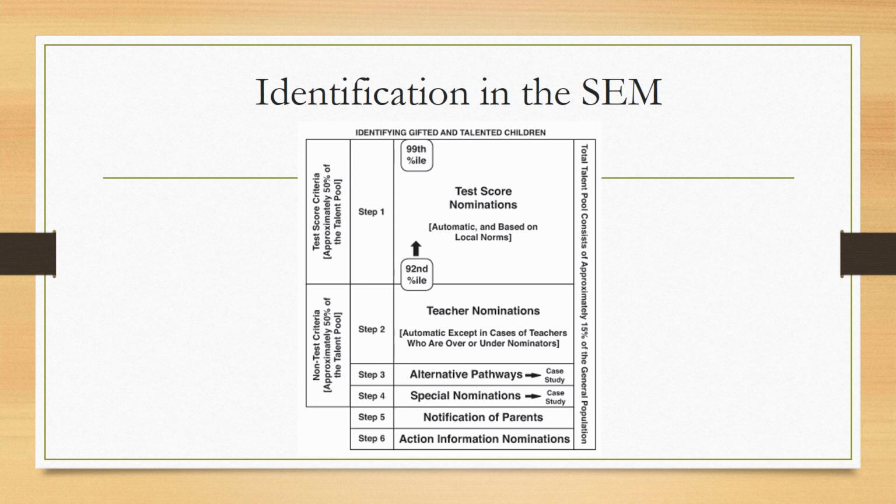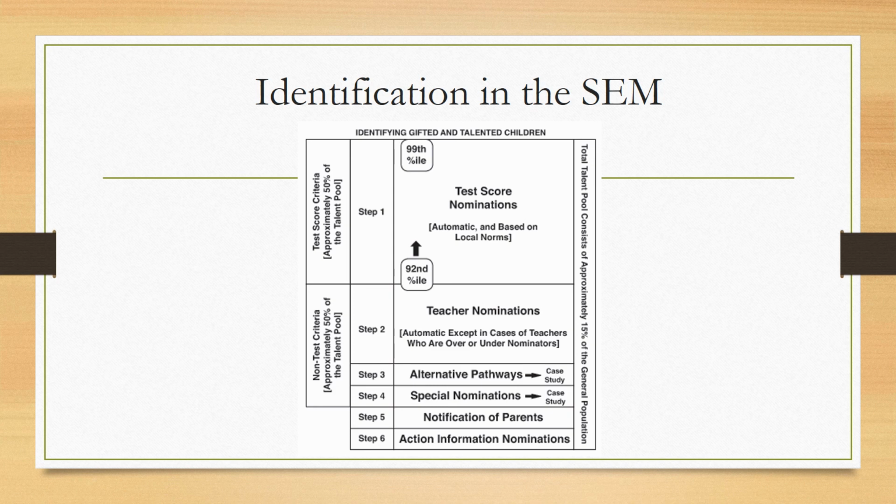Renzulli came up with this identification system, and step 1 is to look at all test scores in the school. These could be, for example, state achievement tests. And what he said is you want to look at every student's test score, and in any area, if a student scores between the 92nd percentile and the 99th percentile, that should qualify them to go on to the next step.